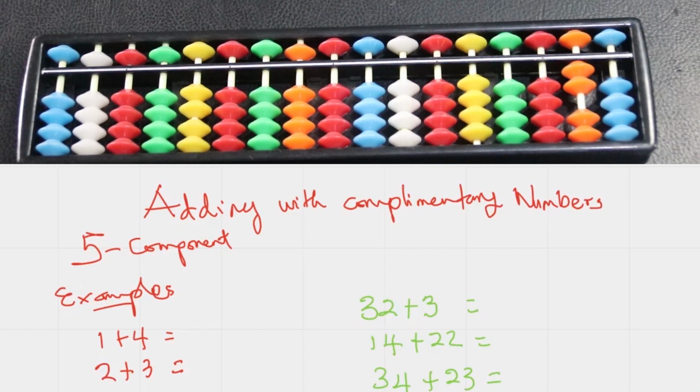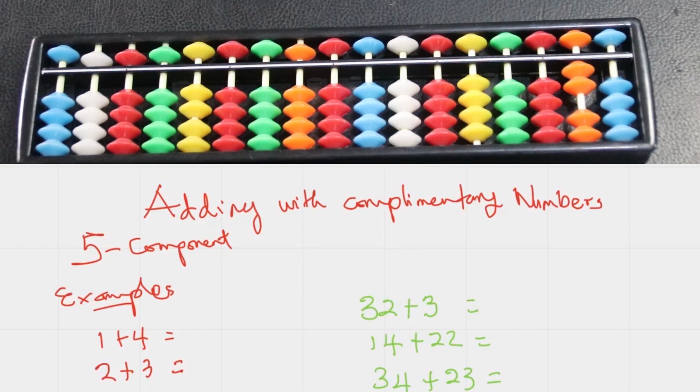Today we're going to be adding with complementary numbers, and the first one we're going to be considering is what we call the 5 component. What exactly do we mean by the 5 component? There are instances when we want to add numbers and then we don't have more beads to use in the process of adding. I'll take the first example to further explain what I mean by 5 components.